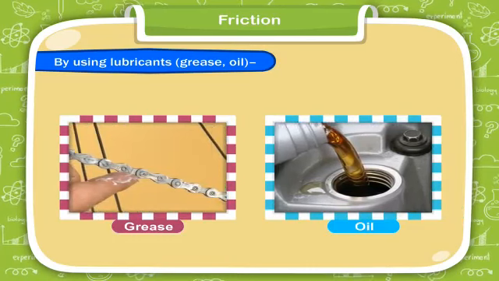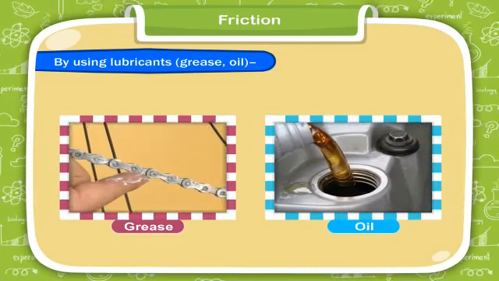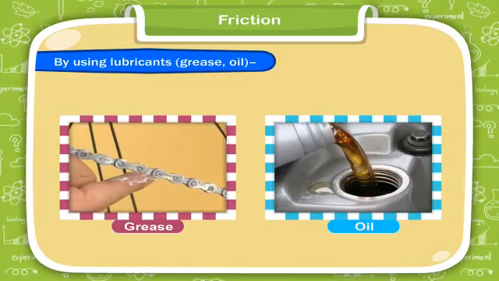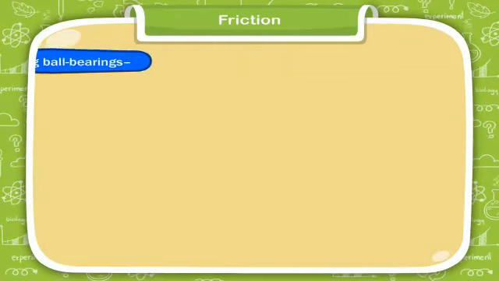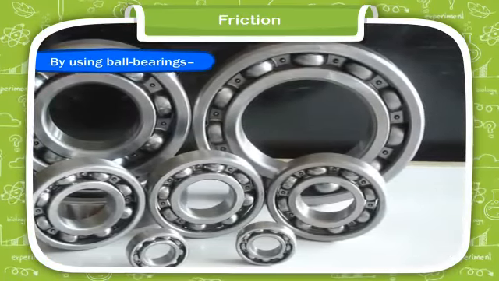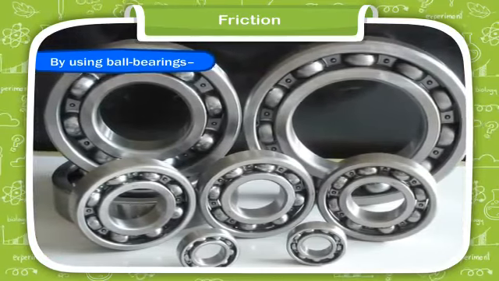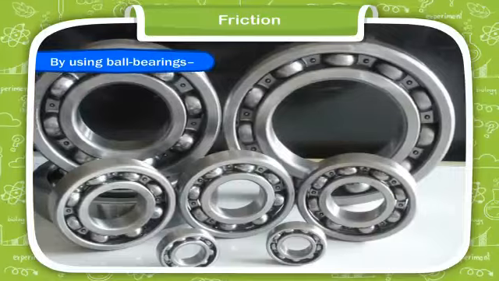When a lubricant is used between two surfaces in contact, it forms a thin layer between the surfaces and reduces friction. 3. By using ball bearings. Small balls or rollers made of steel are placed between the two moving surfaces to reduce friction.